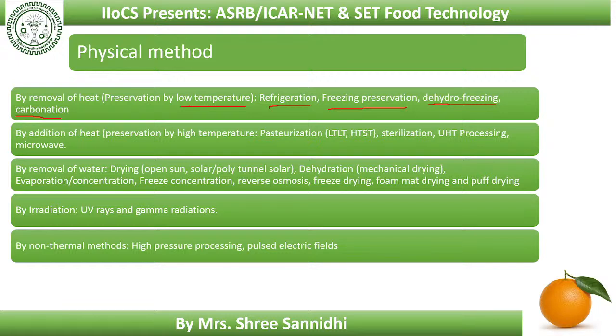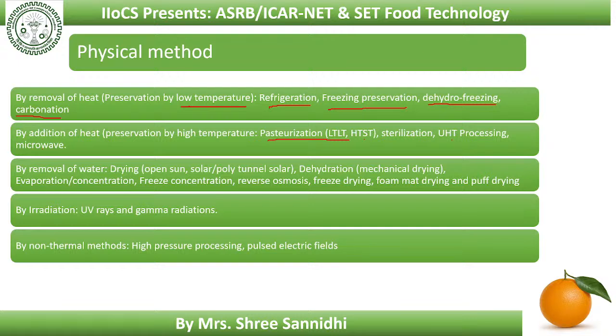Next one is by addition of heat. So in this method we use high temperature like pasteurization. In that also low temperature long time pasteurization or high temperature short time pasteurization or sterilization, ultra high temperature processing and then microwaving. So these methods we have studied before also. So this is by heating the food. So by heating the food we kill the microorganisms.